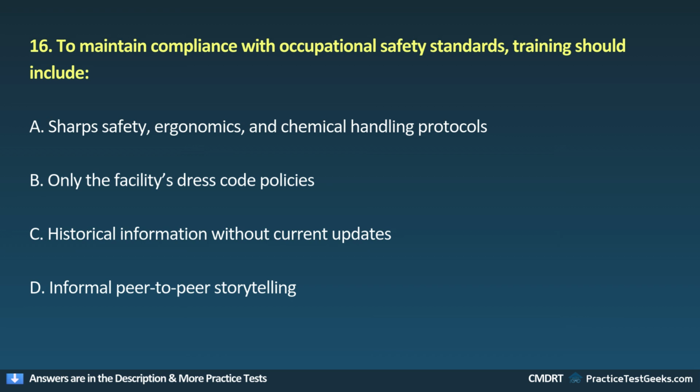16. To maintain compliance with occupational safety standards, training should include: A. Sharps safety, ergonomics, and chemical handling protocols. B. Only the facility's dress code policies. C. Historical information without current updates. D. Informal peer-to-peer storytelling.